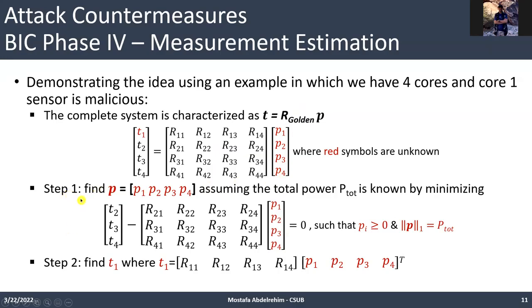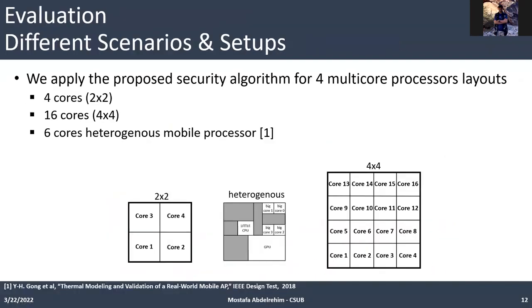Step one, we're gonna estimate B first. So we're gonna solve this system of equations. We're gonna exclude T1 and the first row here. And we're gonna minimize this system such that each one of the B's here is greater than 0, and the first norm of B, which is basically the summation or the total power, equals B total, which we can measure and we know. Then we can find T1, which is our unknown here, using that simple vector or matrix multiplication.